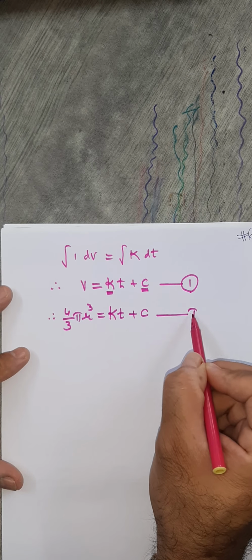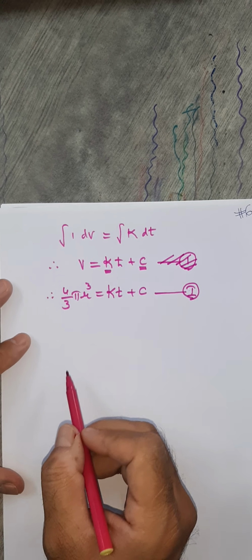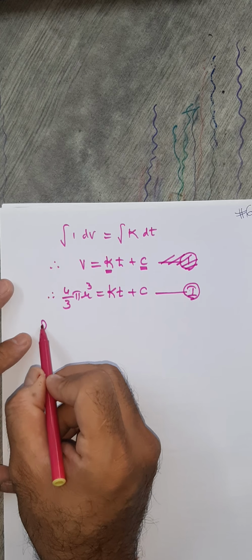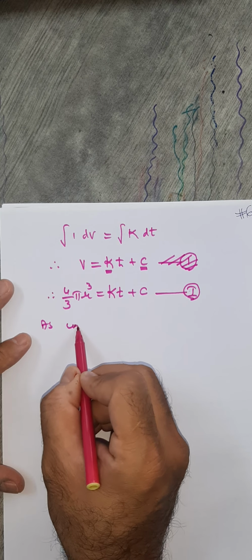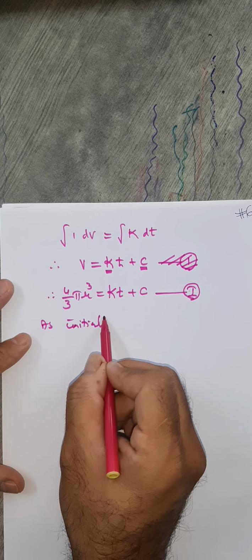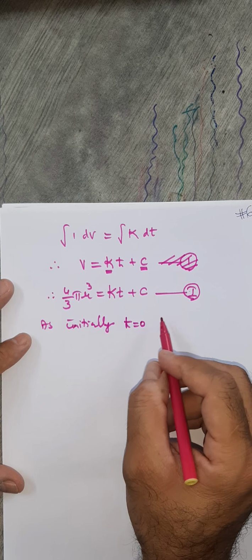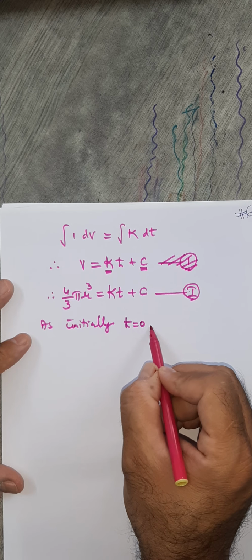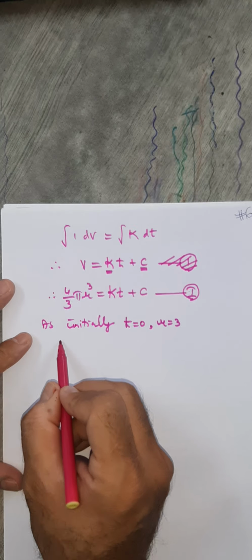Let me call this as 1. Now, as given in the question, initially, time t equals 0. Its radius is 3. It implies radius equals 3. So we use this and place it in 1.